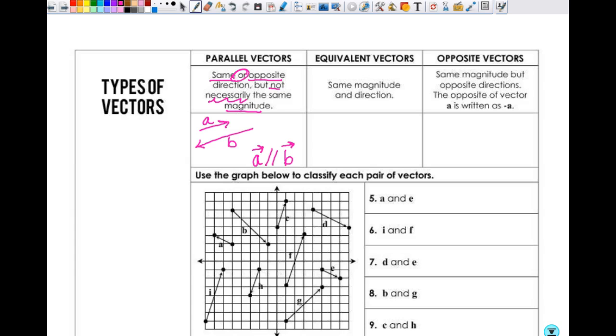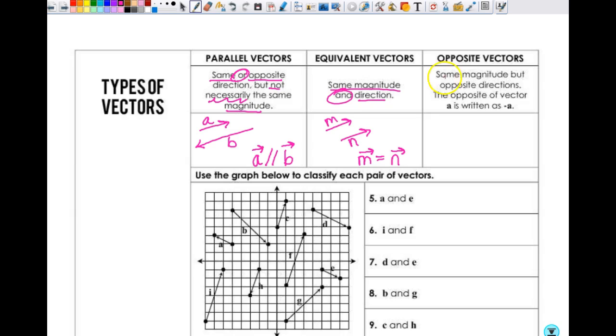Then I have equivalent vectors. They have the same magnitude and direction. So they would look something like this. So you could say then that vector M is equal to vector N? Yes, the arrow always goes the same way. It's a good question.